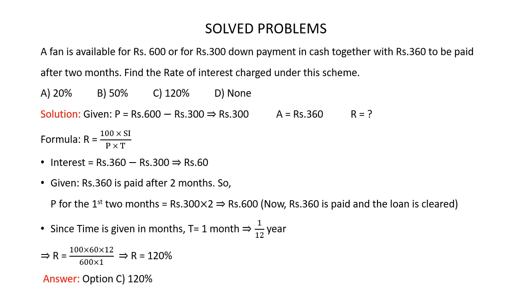Now substituting all these values in the formula here, we get R is equal to 100 multiplied by 60 divided by 600 multiplied by 1 by 12. On solving this, we get R is equal to 120, which means the rate of interest is 120%. So the correct answer is option C, 120%.